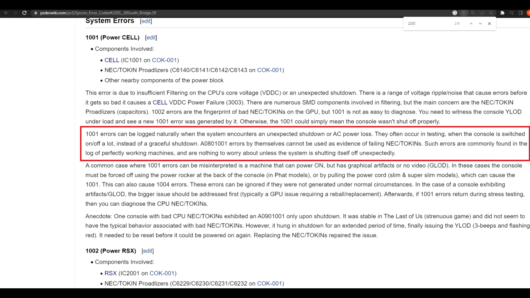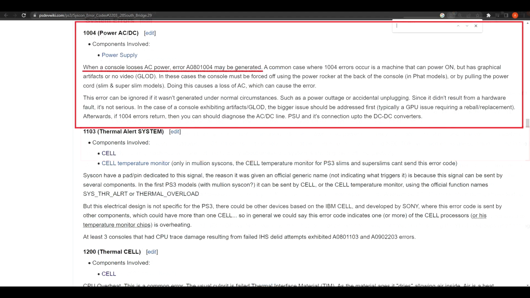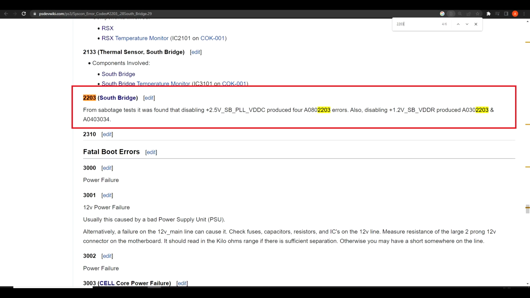So all the other errors, such as 1001, 1004, and 2203, were simply a result of a forced shutdown or power loss. And you can also confirm that by looking at the dev wiki explanation pages. It's also easy to jump to the assumption and get rid of the capacitors or start reballing the processor, when in reality all this trouble was caused by a failing 5 volt power line that was feeding the Blu-ray drive.